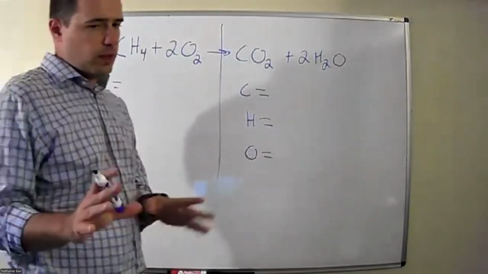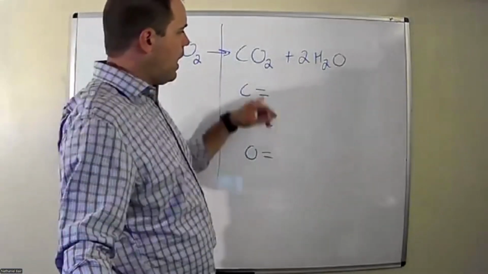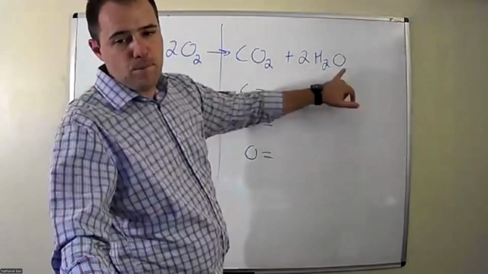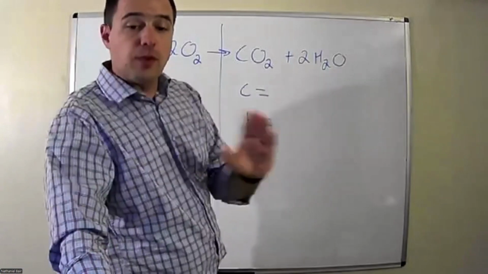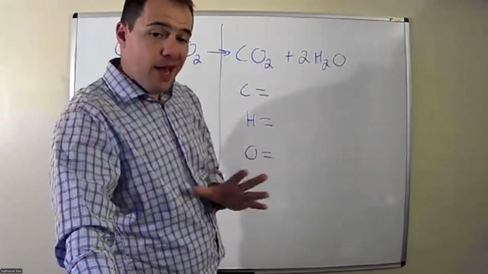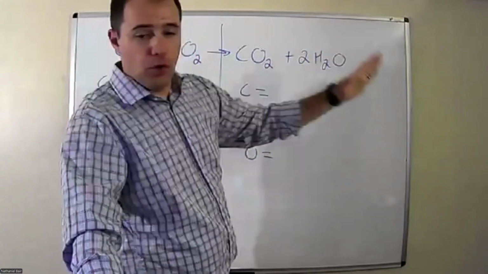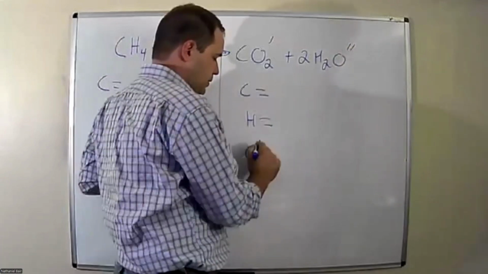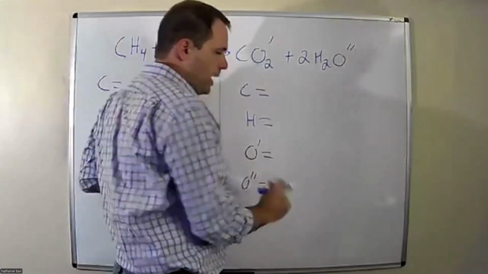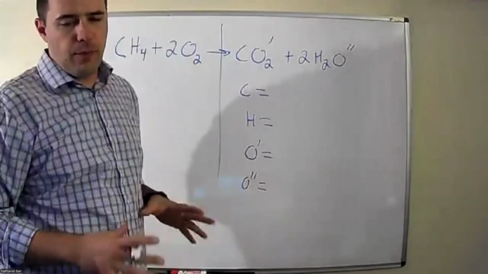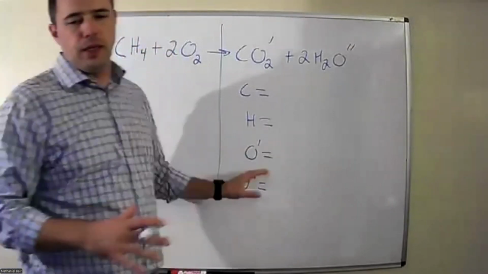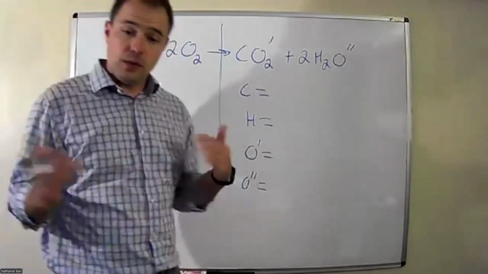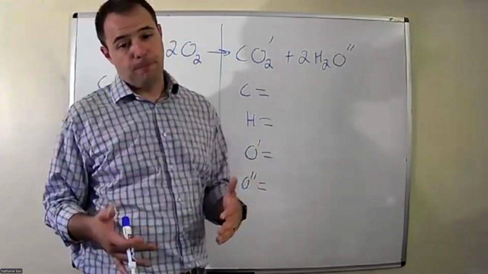Time out. Whoa, don't get started. Here's the problem. Oxygen is in more than one thing, and I don't know till I look at it if they're the same or different. So when I have the same element in multiple compounds, I call one prime and one double prime. So oxygen prime and oxygen double prime. Now, if they end up having the same oxidation state, you don't need to do that, but you don't know that till you assign it. So I start with a prime and a double prime.